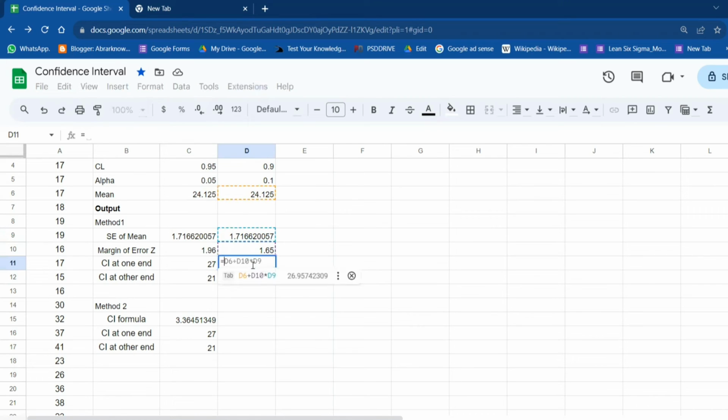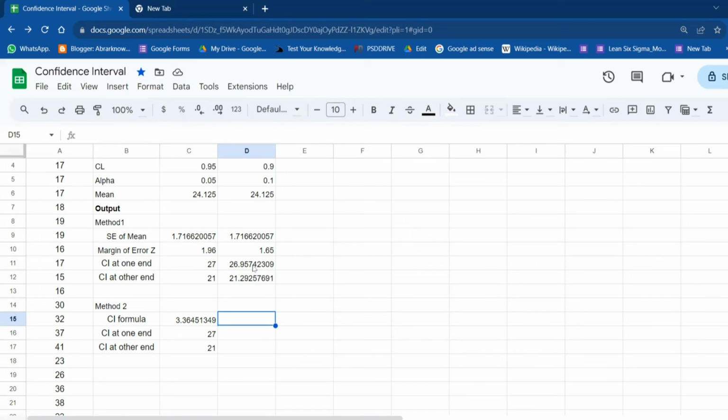Let me do it one more time manually. So standard error, mean plus z value times the standard error of mean, right? So this is the same value we are getting. This is good. D6, D10, and okay. And then if you wanted to do it directly also, you will get the same value, right?